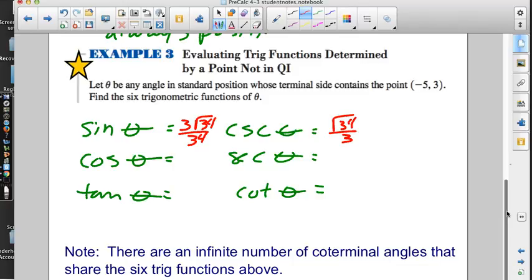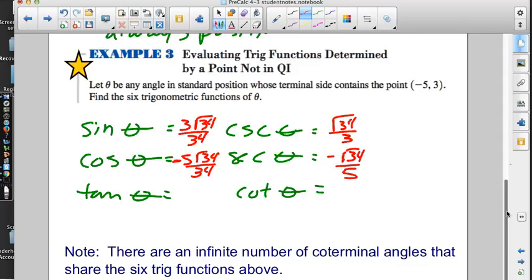Then we go down to cosine. And the numbers were the same, so 5 square roots of 34 over 34. Does cosine use the x? Yes, it does, because that's the adjacent side. So this one would have to be negative now. What we had for secant, obviously, since that's the reciprocal, would also now be negative.